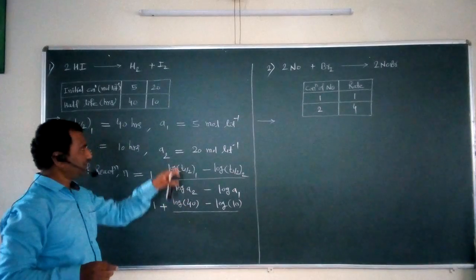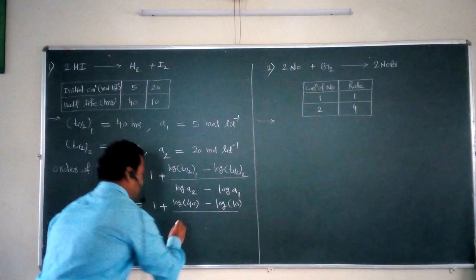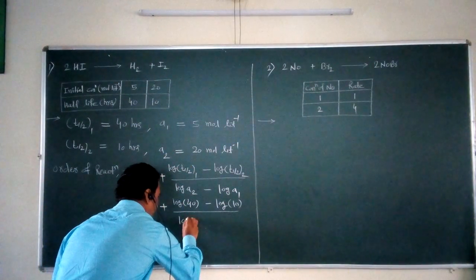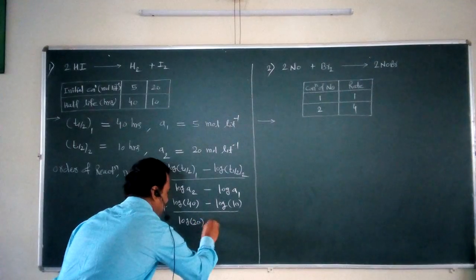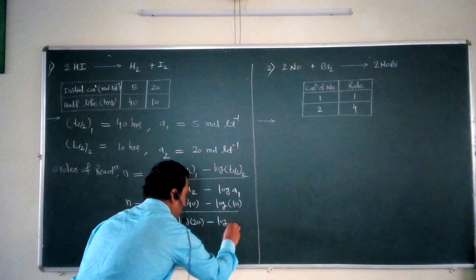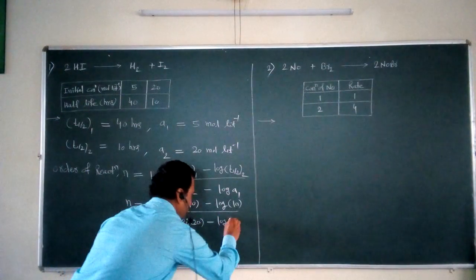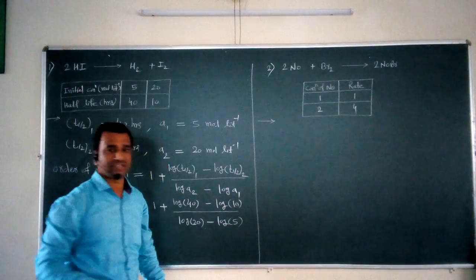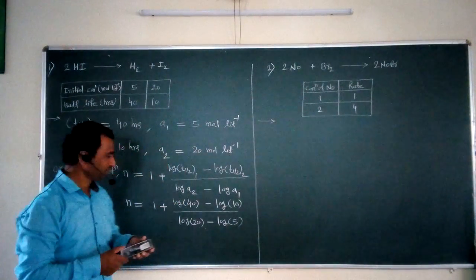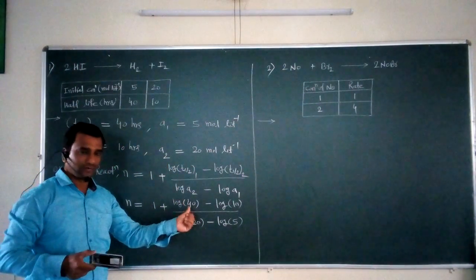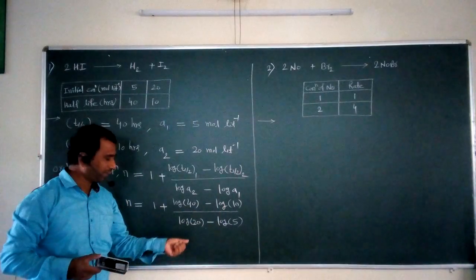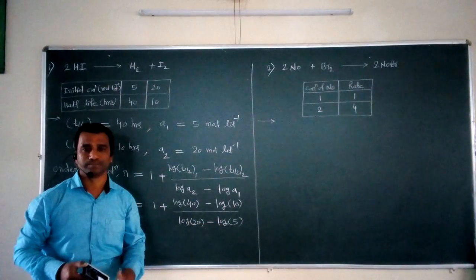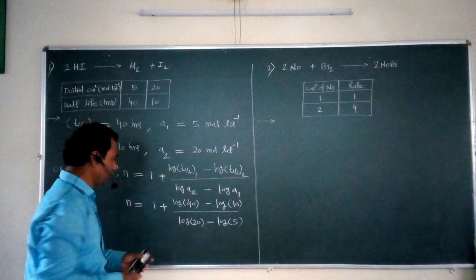What is A2? A2 is 20. So it is log 20 minus log of A1, which is 5. So it is log 5. We just substitute the values from the given data. So it is 1 plus log of 40 minus log of 10, divided by log of 20 minus log of 5. Now if I substitute the values for these logs, what is it?